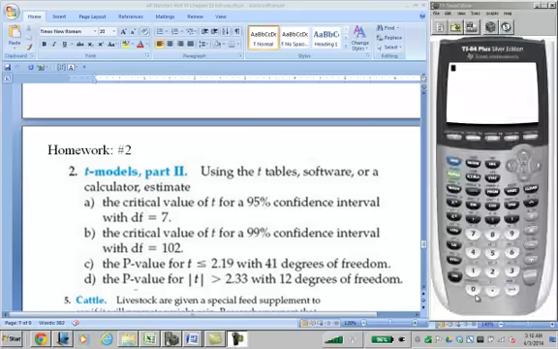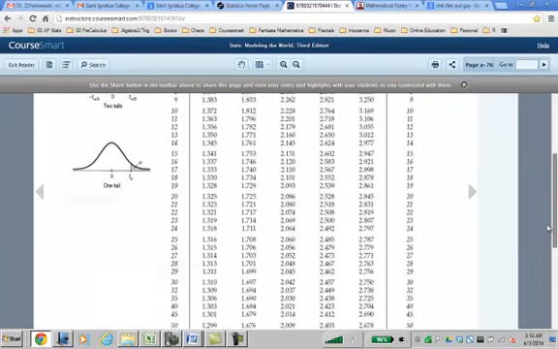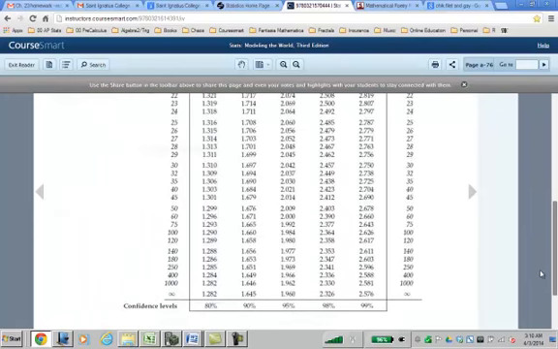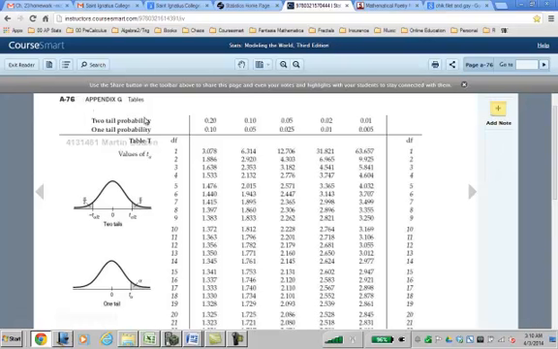Okay, we'll do this with the calculator and we'll do this with the table. So in A, you're getting the critical value for a 95% confidence interval, degrees of freedom 7. So let's look at the table. Degrees of freedom are 7. A 95% confidence interval is in the middle column here, and that corresponds to a one-tail probability of 0.025 or a two-tail probability of 0.05.